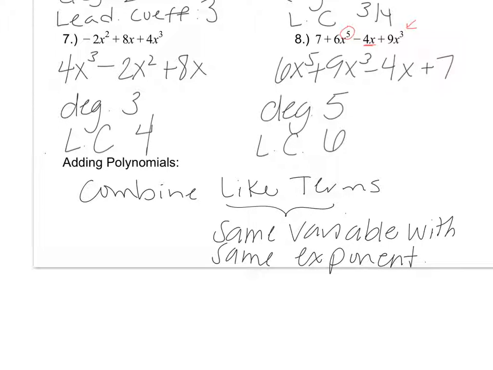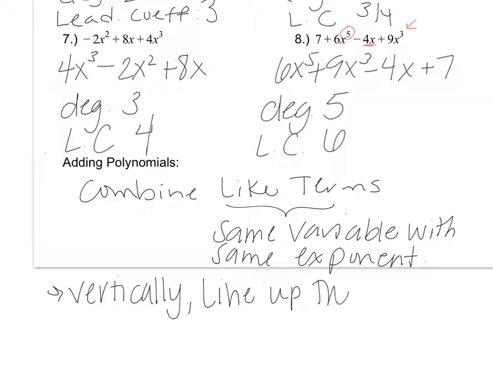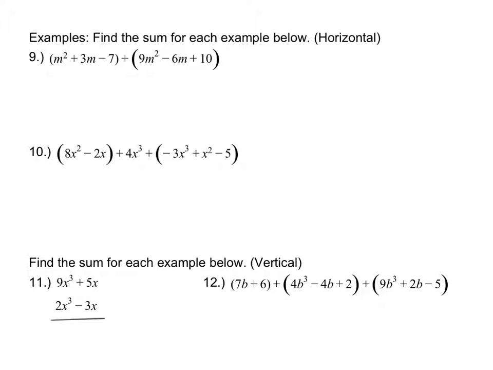Okay, now your book suggests possibly adding vertically. So if you're going to work on adding vertically, you need to line up the like terms, and we'll look at that when we get to the vertical addition. Okay, so first we're going to work on adding these horizontally, which is how you would normally add them. And remember, we said we're combining like terms.